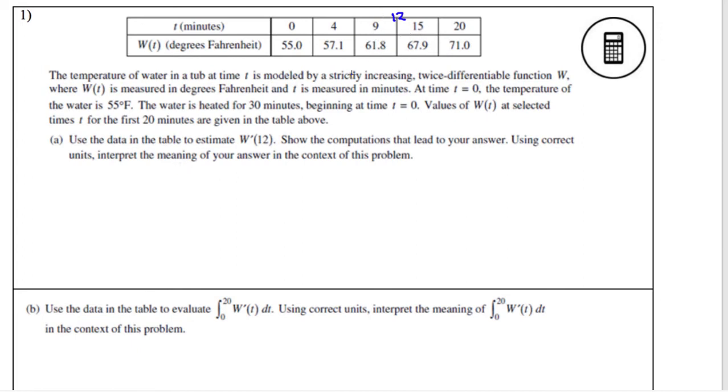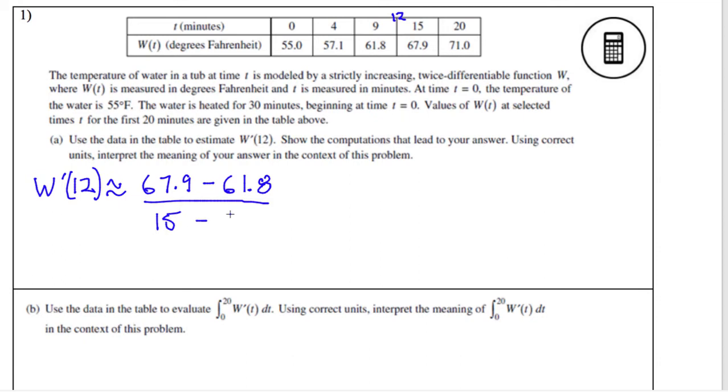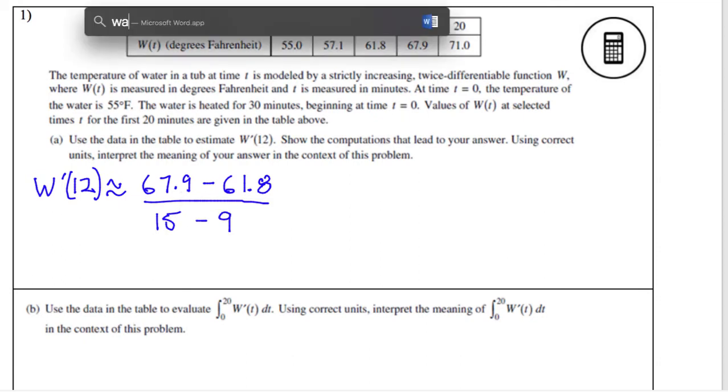I'm using this secant line. So I say that W prime of 12 is approximated by... Now I'm going to do W of 15, which is 67.9. So I'm doing the Y value, or the W of T value. So 67.9 minus 61.8, and then on the denominator, I just do 15 minus 9. 15 minus 9, and let me open up my calculator.